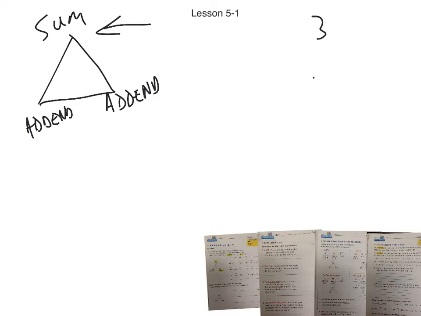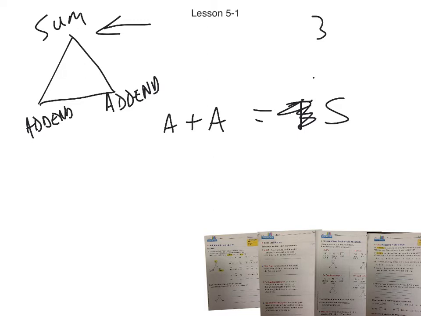Where do you find the two add-ins? Well, on the bottom we have both our add-ins. So where do we find the total and add-ins in an addition equation? Well, the sum will be on one side of the equal sign, and the add-ins will be on the other side of the equal sign. Let's not say total, what was I thinking? Sum. So this is what it would look like in an equation.